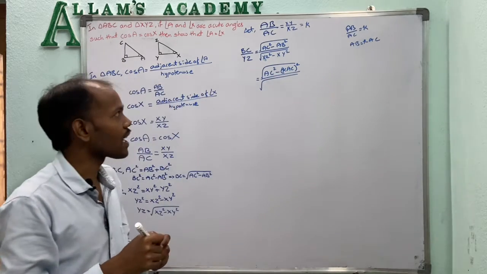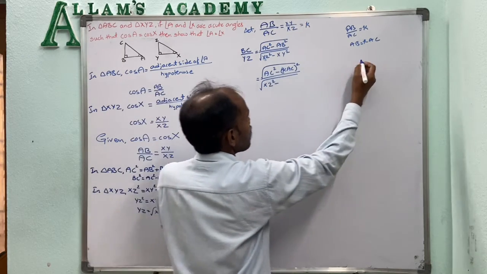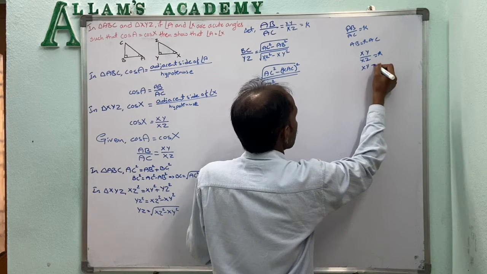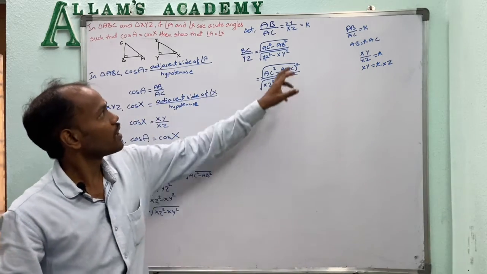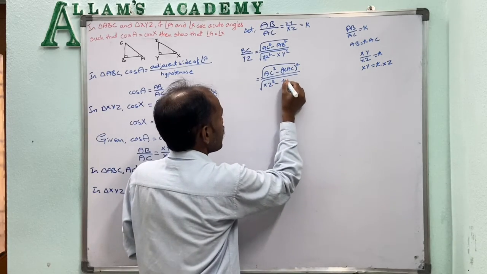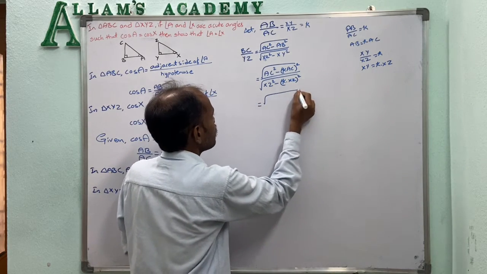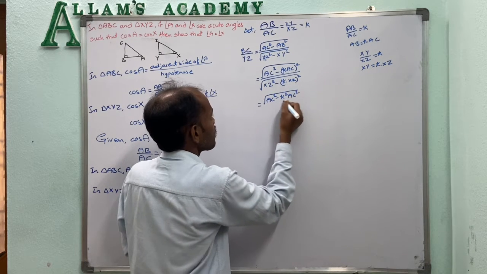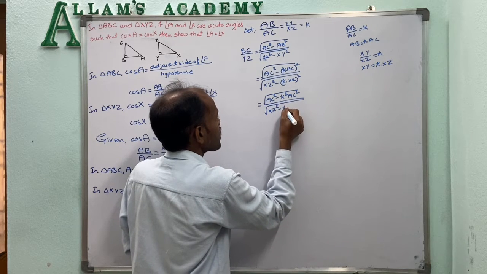Now similarly, xz square means that one only taking, and xy by xz equal to k. So we can write xy equal to k into xz. So in the place of xy, now we are taking k into xz, so k into xz whole square.